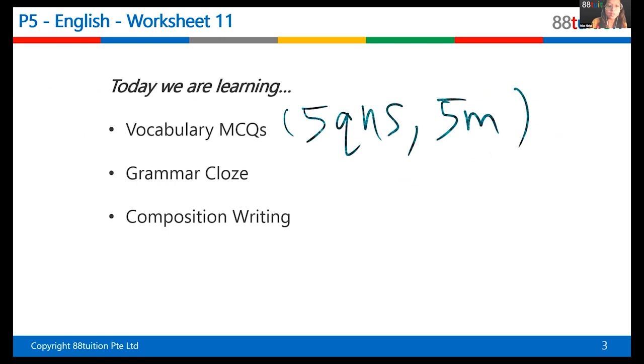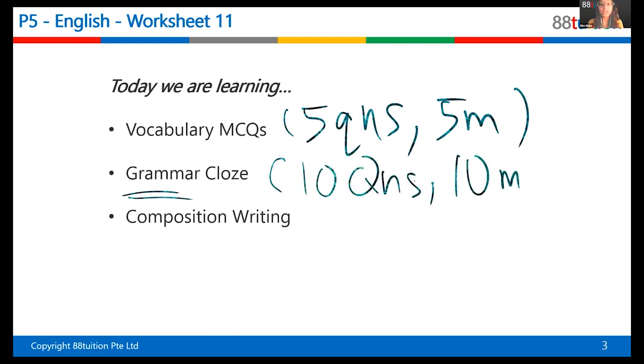What about grammar? Anyone? Yes, Jakai? 10 questions, 10 marks. Yes, very good. You can give yourself a point. 10 questions, 10 marks, okay? Even for cloze, there'll be 10 blanks. If it's grammar MCQ, it's also 10 questions, 10 marks, okay? And it opens paper 2.